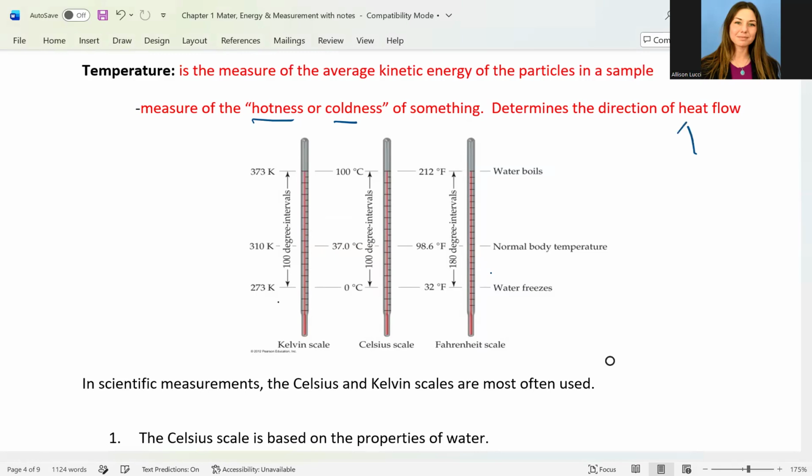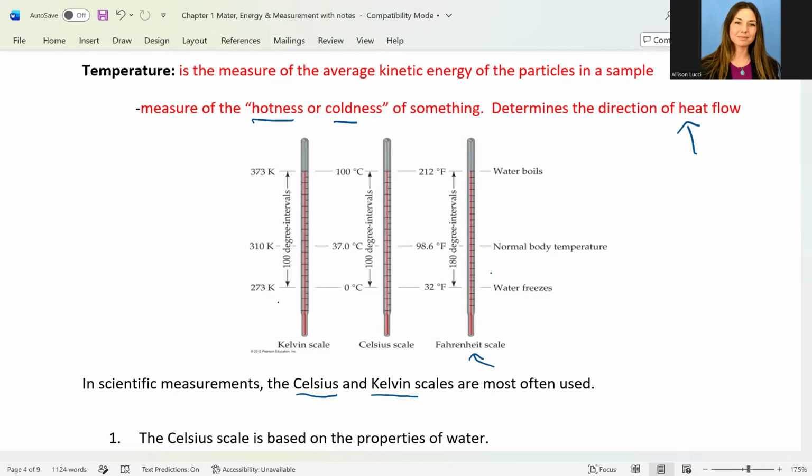So again, this will become important in a later chapter, but let's look at some different units, some different scales that are commonly used for measurement of temperature. In the scientific community, you'll most commonly see Celsius and Kelvin scales used. And we can see a comparison of those units to what you might be more familiar with, the Fahrenheit scale shown here.